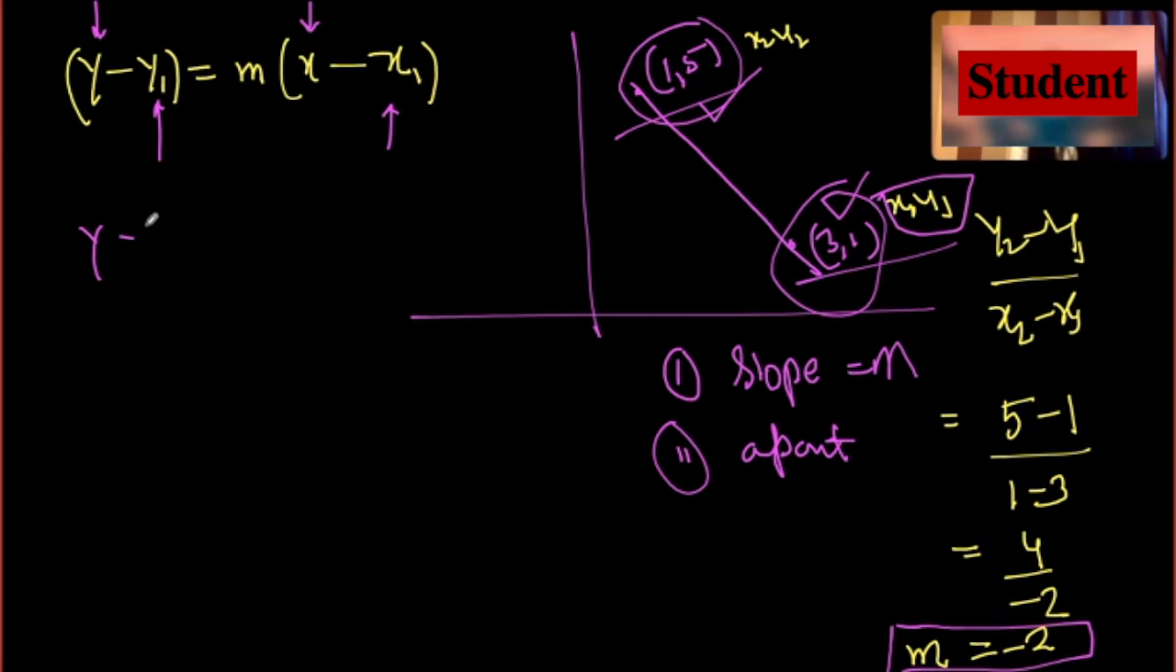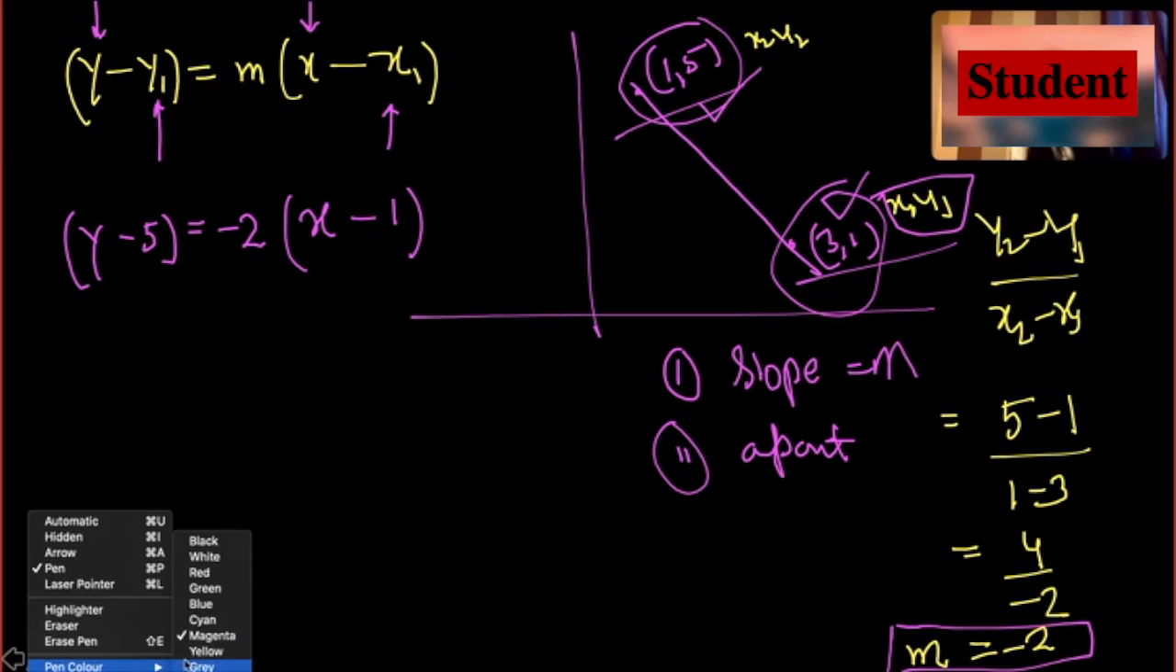So can I write y minus 5? Y minus 5. And what is the slope? My slope is minus 2. Can I write minus 2? Okay. And x will be your x. And what is your x1? 1. So can I write x minus 1?